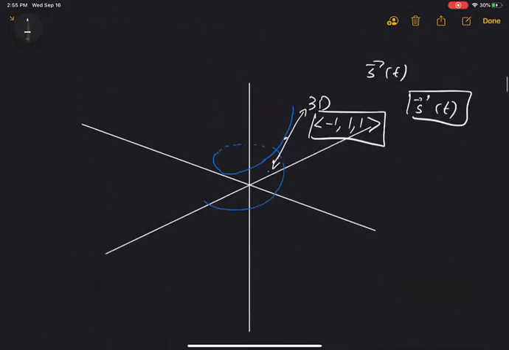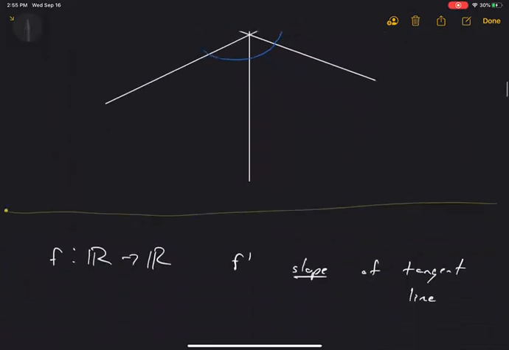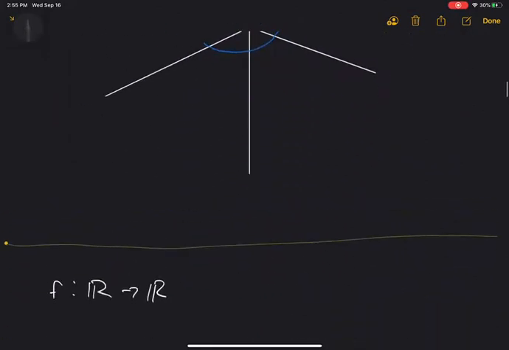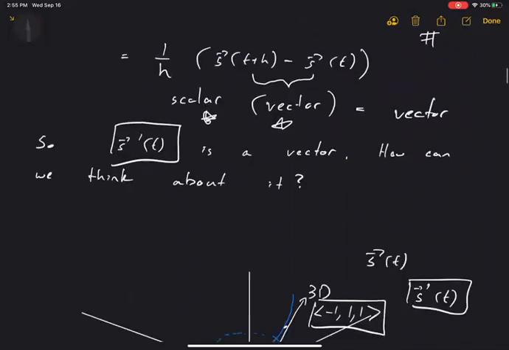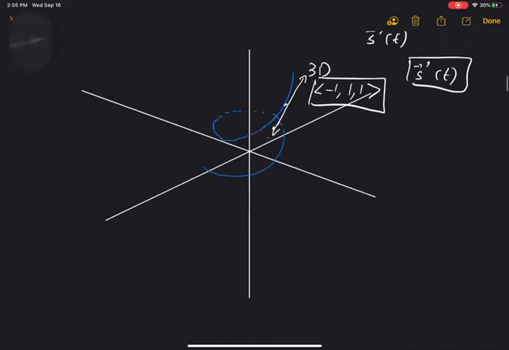Remember how we wrote equations for lines in R3? So this is going back to what, 12.5 maybe? To write the equation of a line in R3, what did we need?